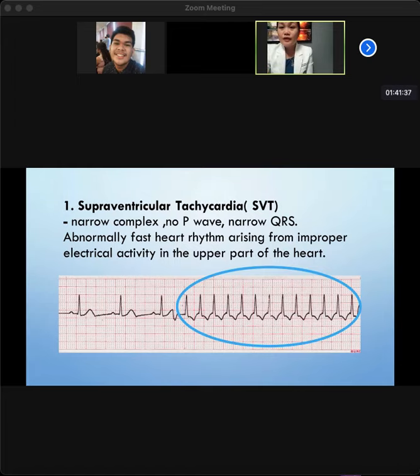Okay. First, we discuss your SVT, or supraventricular tachycardia. It is a narrow complex and has no P wave and narrow QRS. Okay? Maliit lang siya. Wala kang P wave. Cute lang siya, si SVT. Okay? Nakikita ninyo yung encircled na picture. Okay? You have your heart rhythm abnormally fast, arising from improper electrical activity in the upper part of the heart. So, okay.